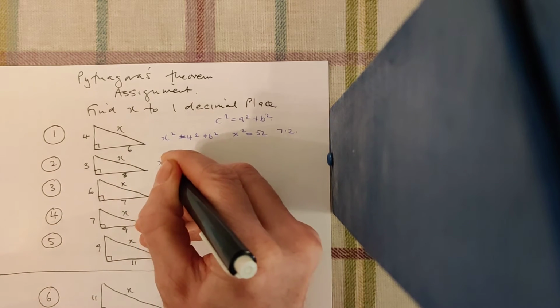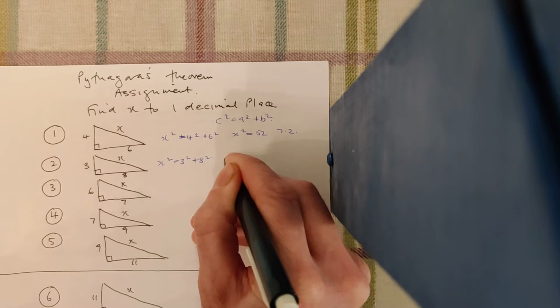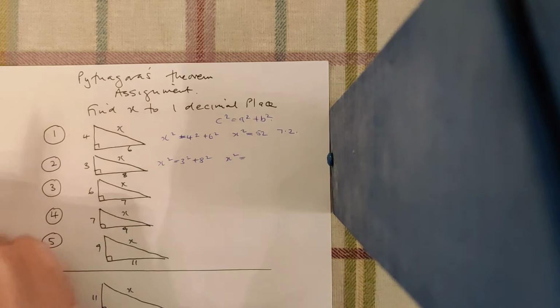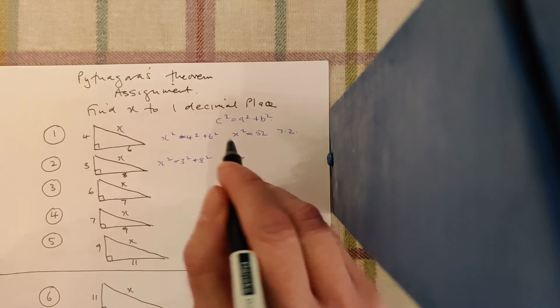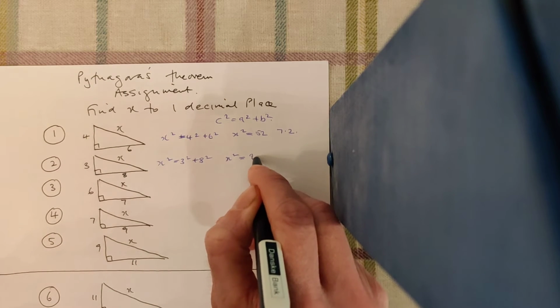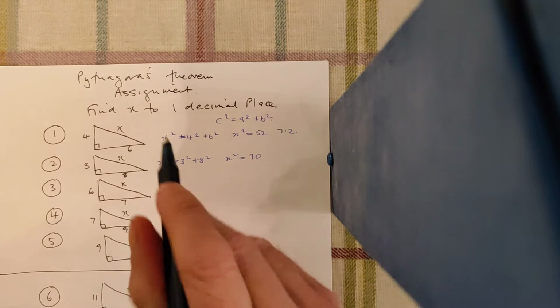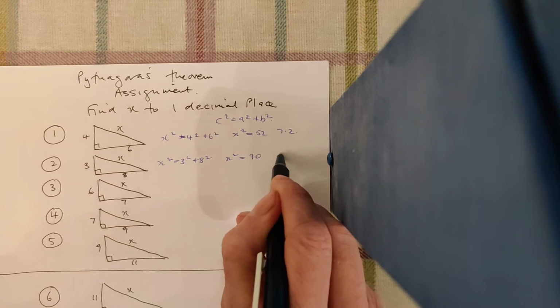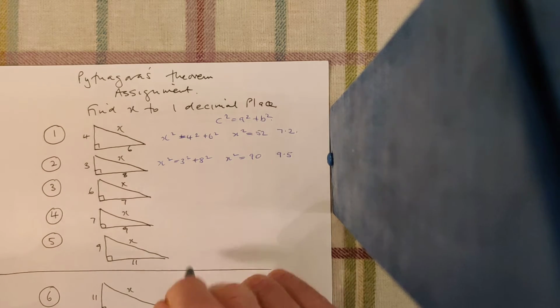Question 2, x squared equals 3 squared plus 8 squared. So x squared equals, that's going to be 9 plus 81, which is 90. So x squared is 90. So you need to get the square root of 90 to get the answer, which is 9.5. So the answer to number 2 is 9.5.